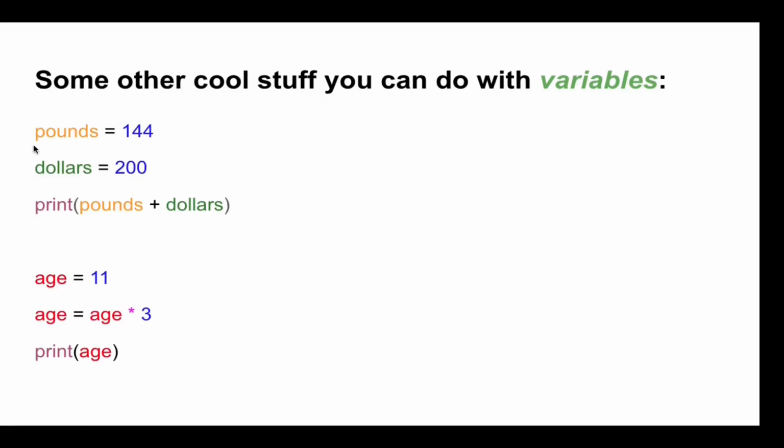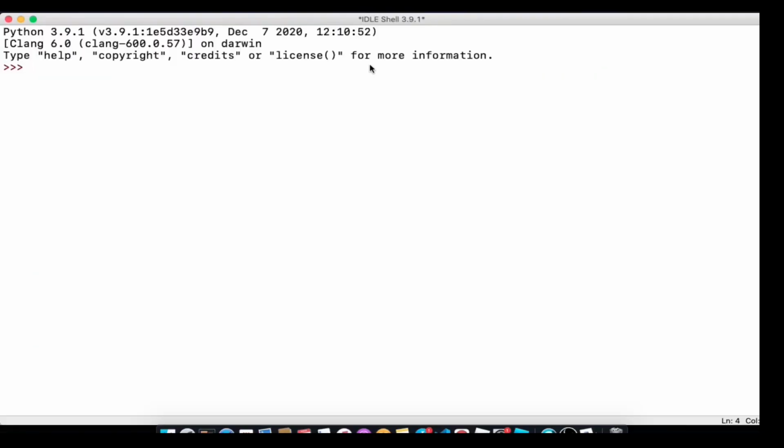So we can make a variable called pounds, and then we assign it to 144. So we can do pounds is equal to 144, and then dollars is equal to 200. So we can print pounds plus dollars. So it's just going to add these two values together. And then we can do age is equal to 11, and then we can reassign our variable and do age is equal to age times 3, and then we can print our new age. So I'm going to try this out again in the Python shell.